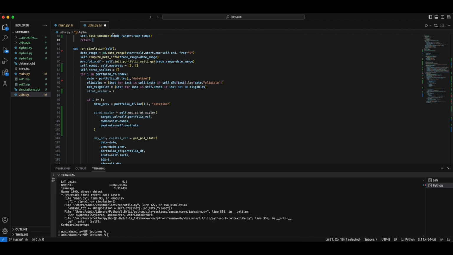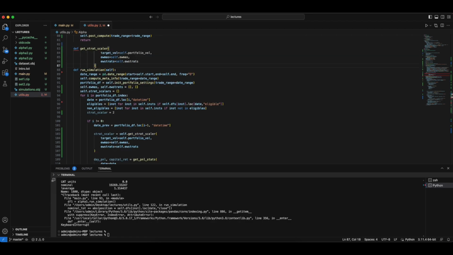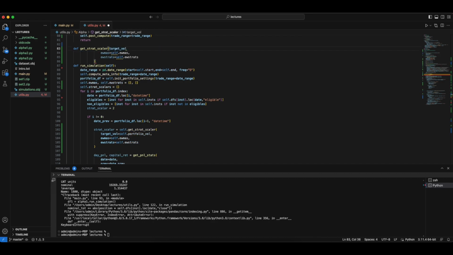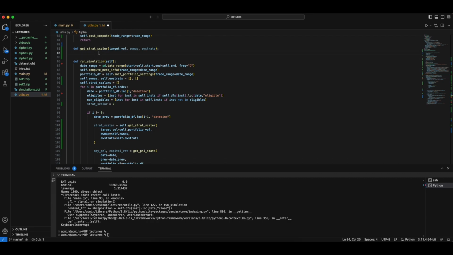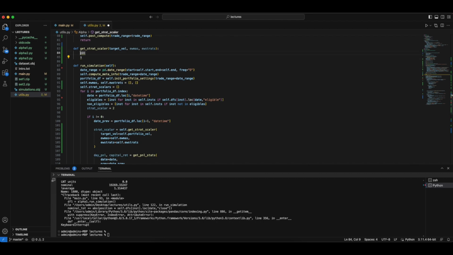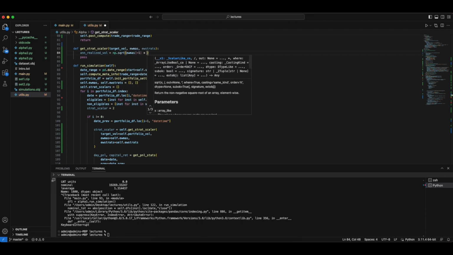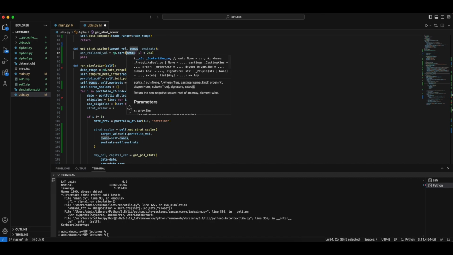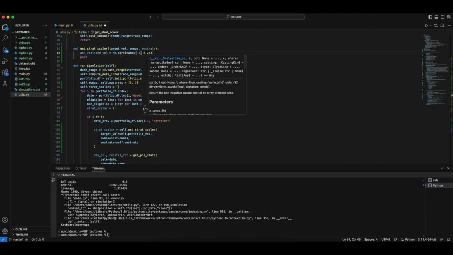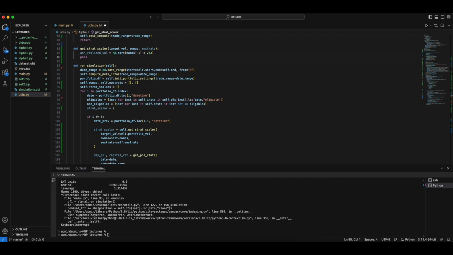So let's put that over here. Def get strat scalar, target vol, use strats, and this is the implementation. So what is our implementation going to be? Well, first we want to annualize the realized volatility. The last annualized variance, which is the square of the volatility, is going to be maintained inside this list. So we want to take the square root of that, multiply by the square root of 253, and this will be the annualized realized volatility.